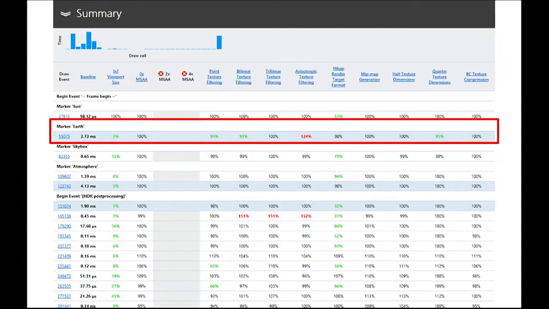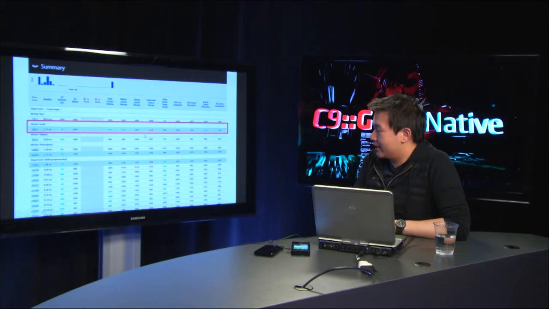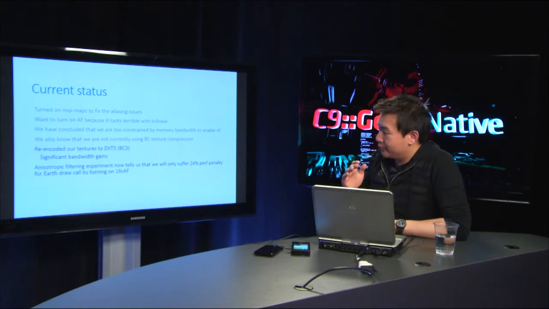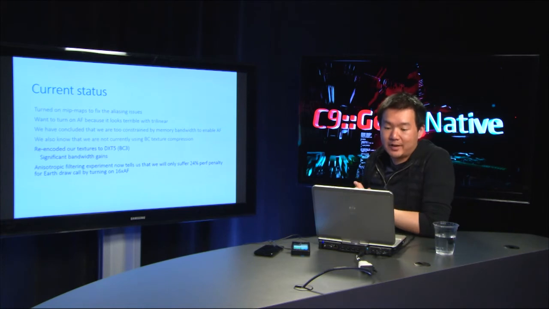So anyway, we've been able to confirm that we're good on the memory bandwidth front, basically. And the experiment is telling us that enabling 16 times anisotropic texture filtering is only going to have a 24% performance hit for this draw call. So what's our current status so far? Well, we want to turn on anisotropic texture filtering, but we're out of memory bandwidth. We found that we weren't using block compressed textures, so we re-encoded into DXT5 or BC3, whatever you want to call it, and we found significant savings in memory bandwidth.